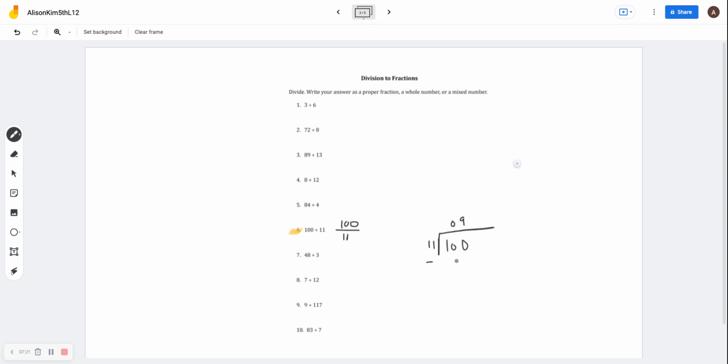And 9 times 11 equals 99. So we're going to subtract 99 from 100, and that should give us 1. And this 1 is going to be our new numerator. So our fraction will be 1 over 11, right? But don't forget the whole number, which in this case is 9. So your answer for number 6 can be 100 over 11 or 9 and 1/11. Both answers are correct.